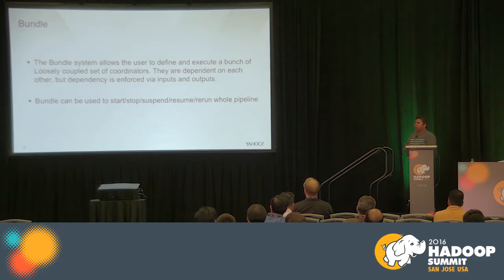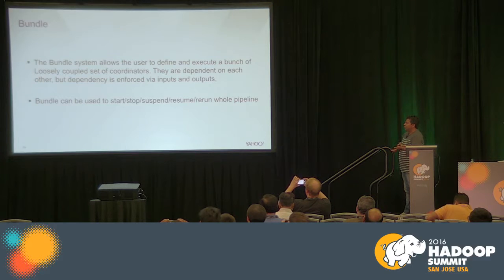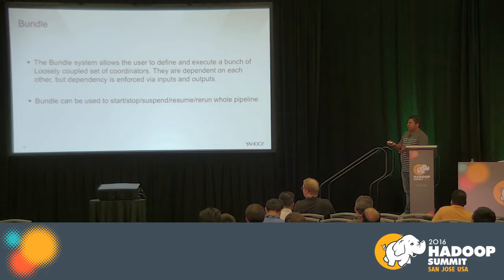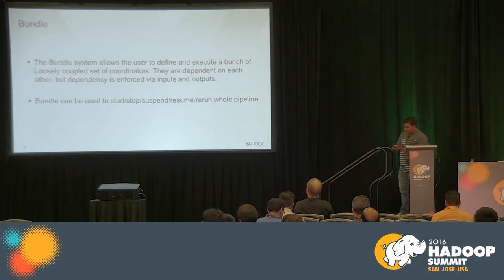Now let's see how we can solve those using Oozie. For the administrative purpose, we can use bundle. Bundle can combine multiple coordinators together. Those are loosely coupled. The only way they are dependent is the way they produce output and then consume input. Bundle can be used to start, stop, suspend, resume the whole pipeline or a part of it.